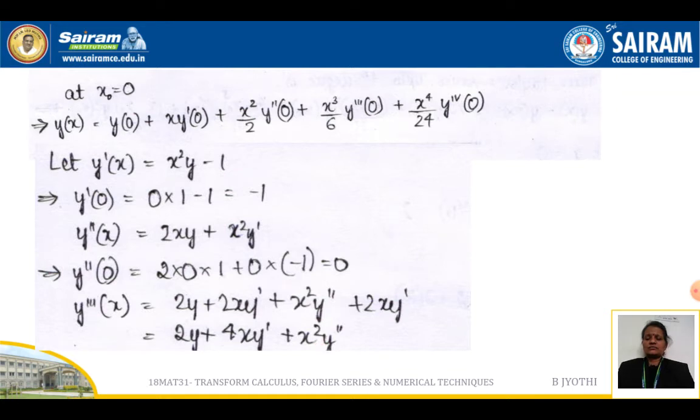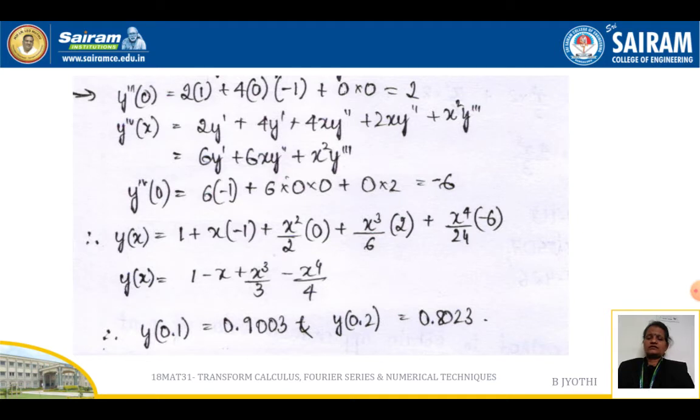Now y triple dash of 0, if we substitute, the second term will be 0 and the third term will also be 0. So we will be getting 2 into y, where y is 1, therefore 2. That is, y triple dash of 0 will be equal to 2.